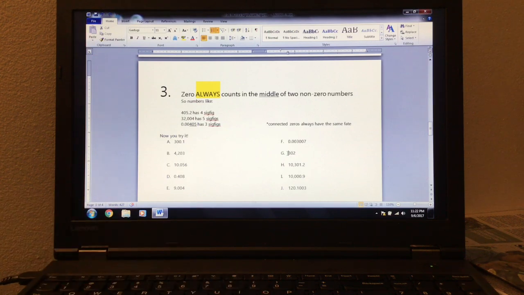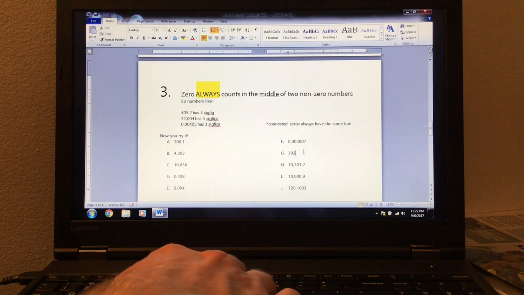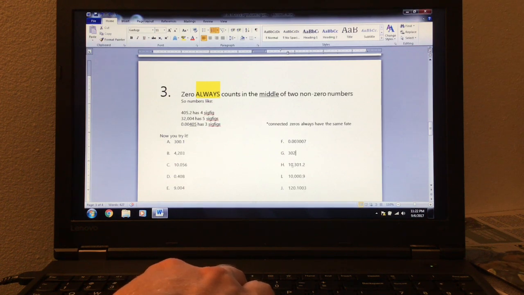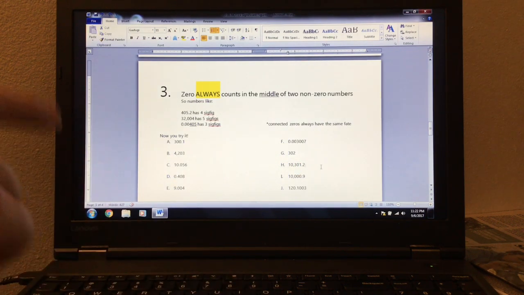302. The 0 is in the middle of the 3 and the 2, so that's 3 significant figures. H has a 0 in between a 1 and a 3, and a 0 in between a 3 and a 1. Doesn't matter how many there are, we just look at each 0 individually. That one's in the middle, that one's in the middle. So they both count. That has 1, 2, 3, 4, 5, 6 significant figures.